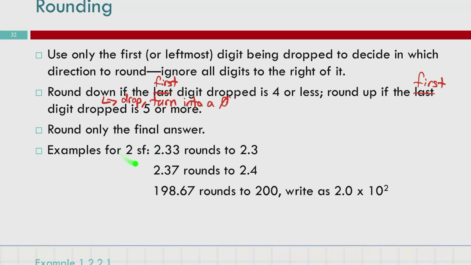So some examples to round for 2 significant figures. 2.33. The first 3 is our last significant figure. We look at the second 3 to see how we round. 3 rounds down. That's going to round to 2.3. So we just drop that second 3 and everything that might follow it. For 2.37, 3 is still our second significant figure. We're going to look at that 7 to see how we round. 7 is 5 or higher. So it rounds this 3 up to 2.4.